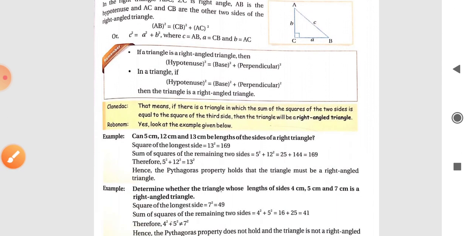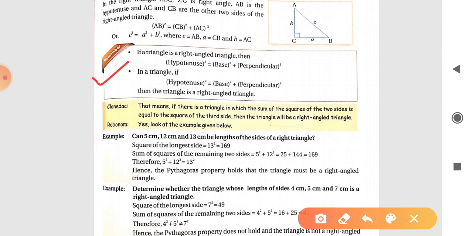Then there is a remember box. You have to remember these 2 points. First point is, if a triangle is a right angle triangle, then hypotenuse square is equal to base square plus perpendicular square. That means if we are given that the triangle is a right angle triangle, then Pythagoras property will always hold. But if we are given that hypotenuse square is equal to base square plus perpendicular square, then the triangle is always a right angled triangle.